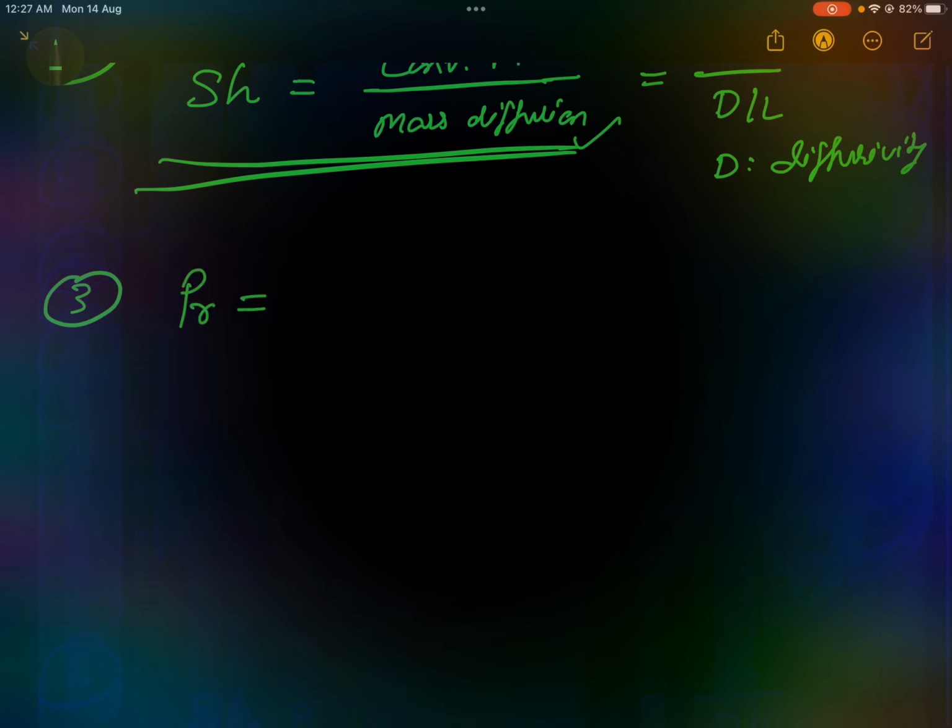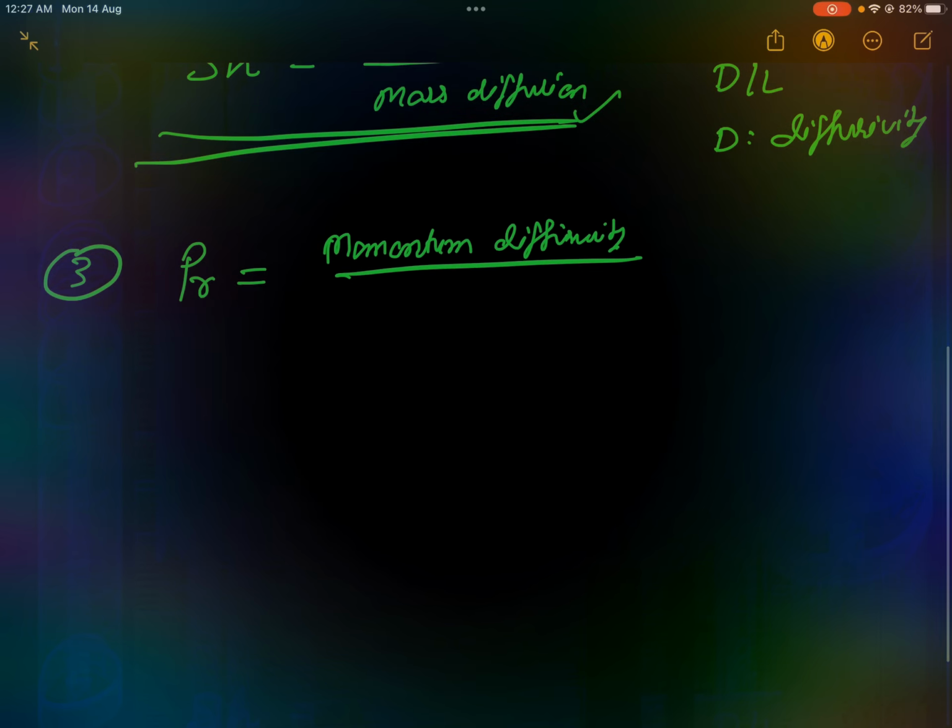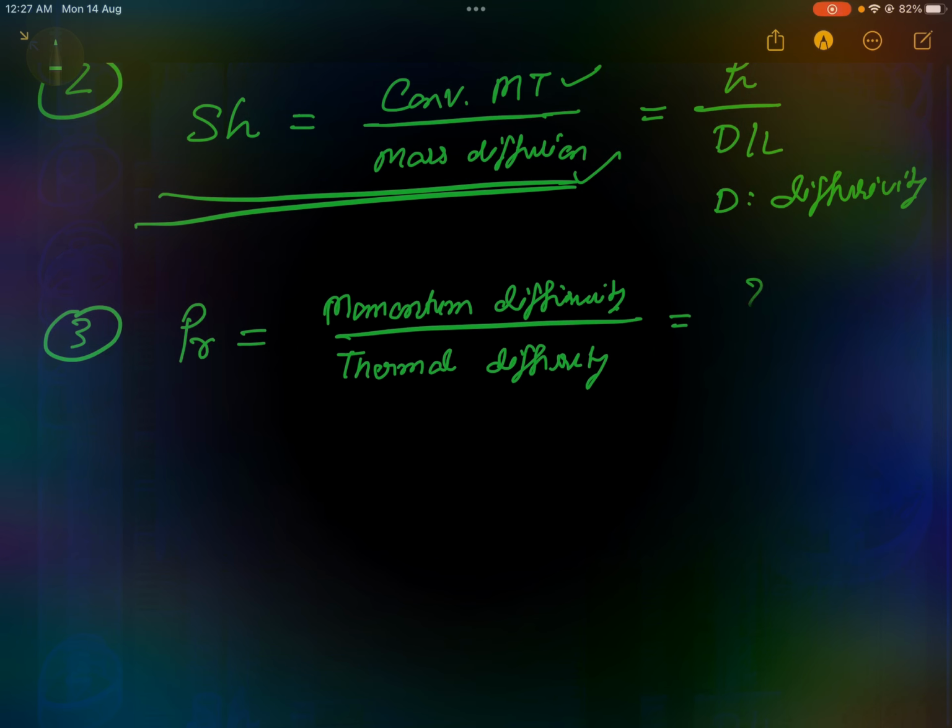We usually know that it is the ratio of the momentum diffusivity to the thermal diffusivity. Momentum diffusivity is denoted by nu, that is kinematic viscosity, and the thermal diffusivity is denoted by alpha. So why is momentum diffusivity denoted by nu?